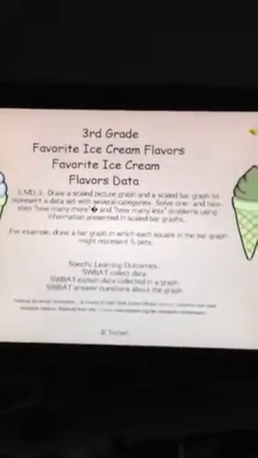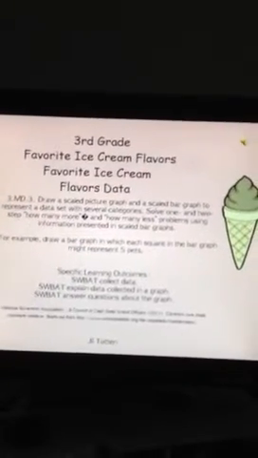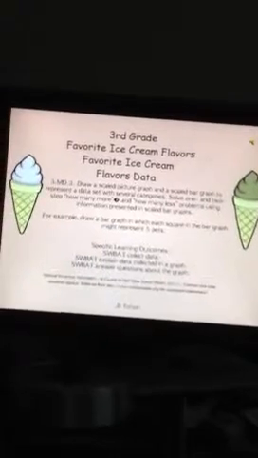My name is Jill Totten, and I teach third grade. The objective I chose says to draw a scaled picture graph and a scaled bar graph to represent a data set with several categories. Solve 1 and 2 step how many more and how many less problems using information presented in a scaled bar graph.